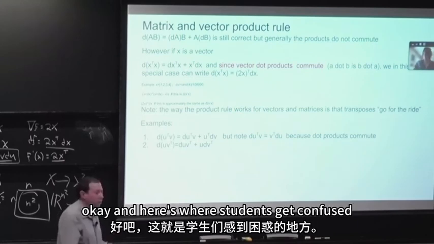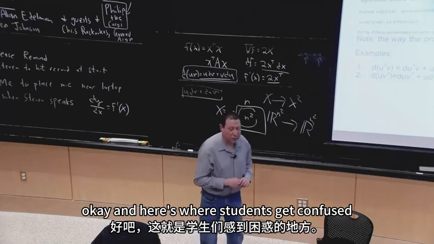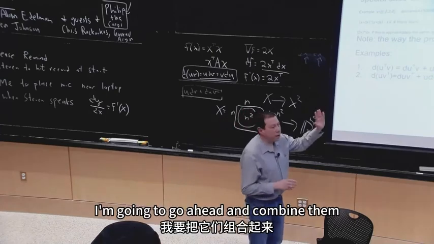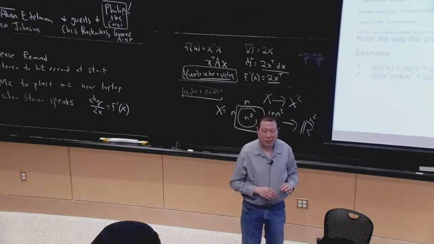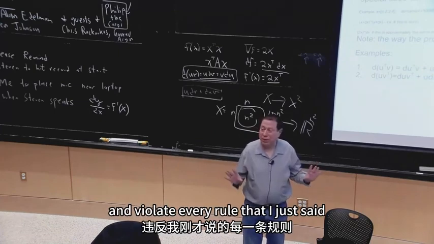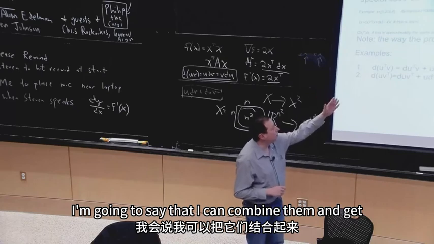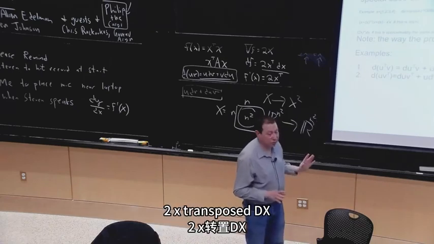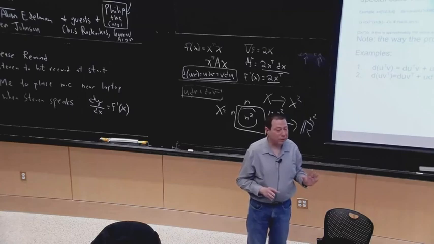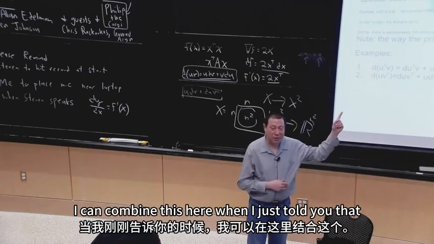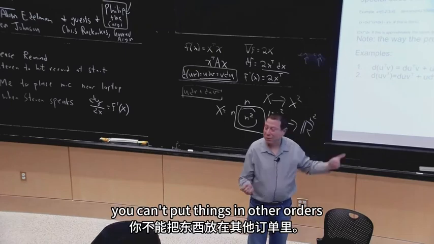And here's where students get confused. I'm going to go ahead and combine them and violate every rule I just said. I'm going to say I can combine them and get 2x transpose dx. Wait a minute. How is it that I can combine this when I just told you that you can't put things in other orders?